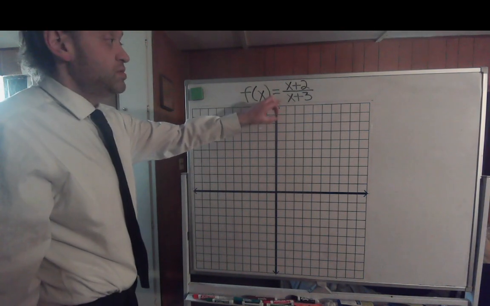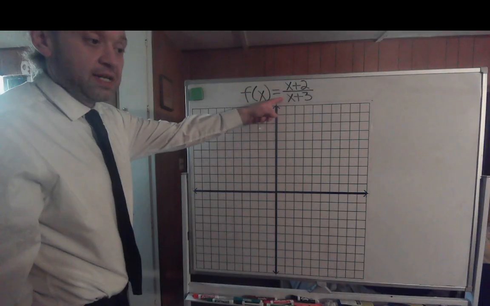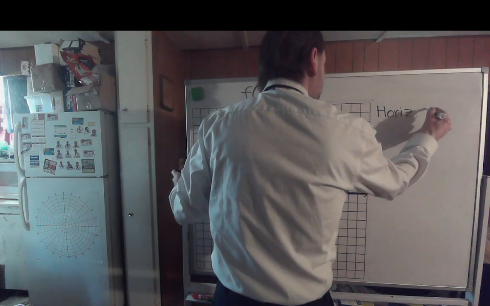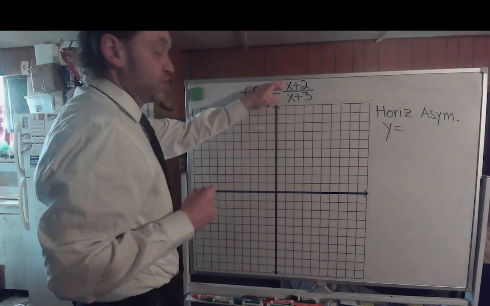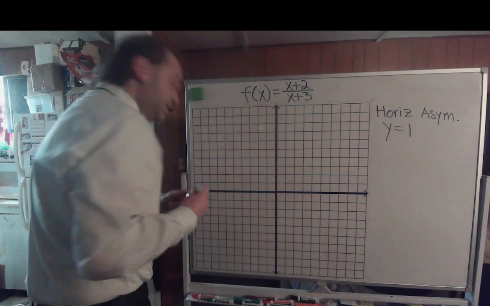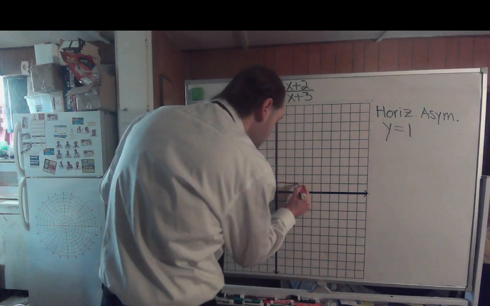Alright, so we have here f of x equals x plus 2 divided by x plus 3. Well, you can see both numerator and denominator are to the same degree. So our horizontal asymptote in this particular case is going to be y equals the leading coefficient of the numerator, which is 1, divided by the leading coefficient of the denominator, which is also 1. And 1 divided by 1 is 1. So we have a horizontal asymptote of y equals 1. So let's go ahead and draw that out real quick. I'm going to plot that.